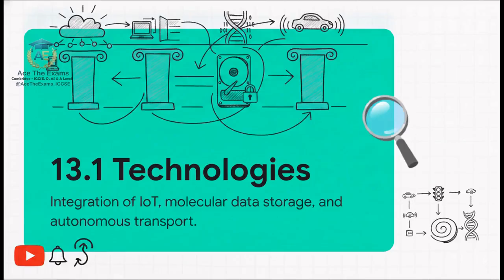This offers unprecedented, almost unimaginable data density and longevity compared to traditional silicon. Finally, autonomous transport systems. These rely on artificial intelligence, complex LiDAR arrays, and real-time edge processing to navigate and operate vehicles safely without any human intervention whatsoever.